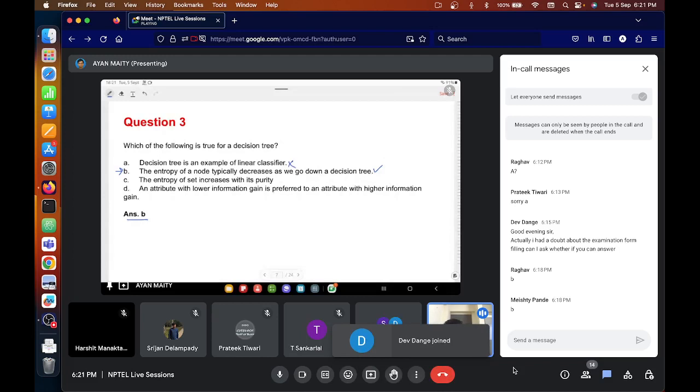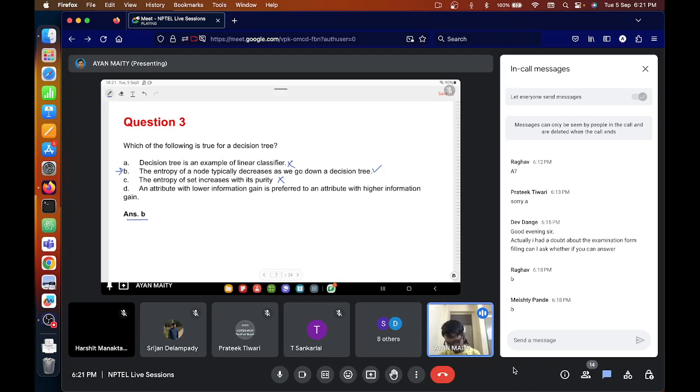And option C, the entropy of a set increases with its purity, is not right. Entropy decreases with its purity. Purity is in terms of how many positive and negative classes there are. If all the elements belong to only one class, then it's completely pure. And if different classes are mixed within that set, then it is impure. So if the set becomes completely pure, so the set contains only one class, in that case entropy would be 0, so it would decrease.